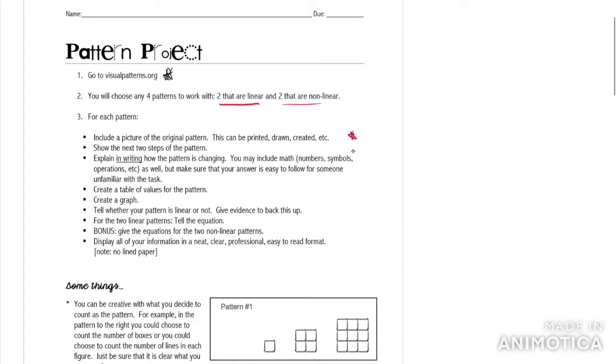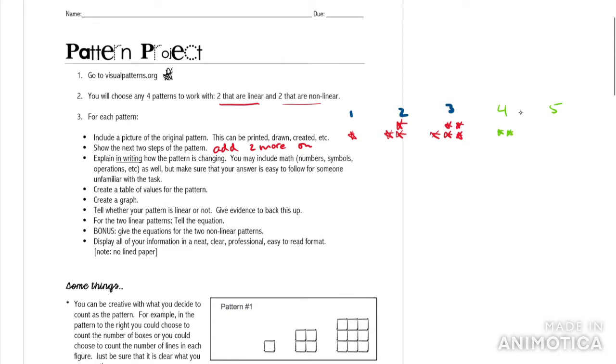So for example, if your pattern is a star and then you have stars like this, and then your third pattern is stars like this, then you're going to include those original 3 in it. Then you're going to show the next 2 steps of your pattern. So add 2 more on. So for example, if they show you pattern 1, 2, and 3, then you are responsible for drawing patterns 4 and 5. So you would be doing 4 and 5.